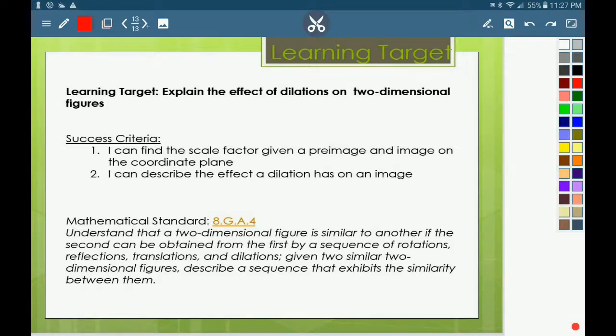We did this by finding the scale factor given a pre-image and an image on a coordinate plane. That helped us figure out how to dilate or where to place the figure. That was in both examples 1 and 2. And then we described the effect a dilation has on an image throughout examples 1 and 2 again. So go ahead and start your homework. And again, please, please, please be asking questions and getting help when you need it.